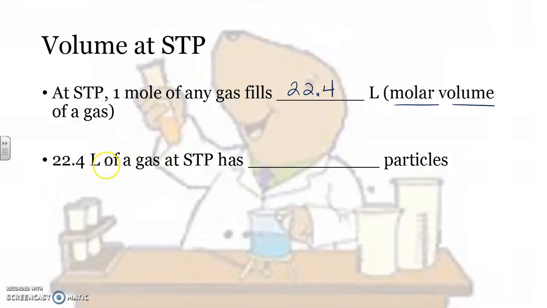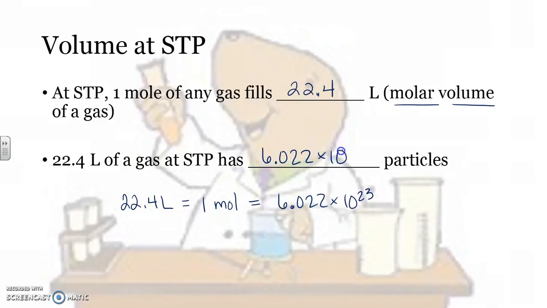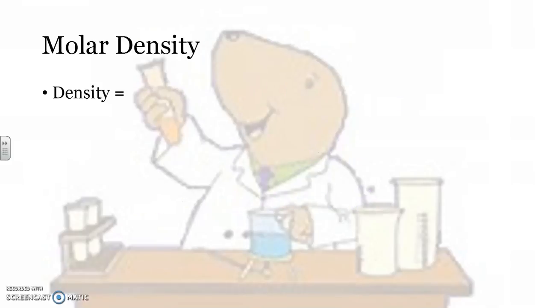Well, at 22.4 liters of gas at STP, how many particles are there? Let's think about it. If 22.4 liters of any gas at standard temperature and pressure is equal to 1 mole, and we know that 1 mole is equal to 6.022 times 10 to the 23rd particles, then 22.4 liters of any gas at standard temperature and pressure has to have 6.022 times 10 to the 23rd particles. It's just another conversion factor. It's another way for us to account for the number of atoms or molecules that are reacting in a gas this time instead of in a substance.